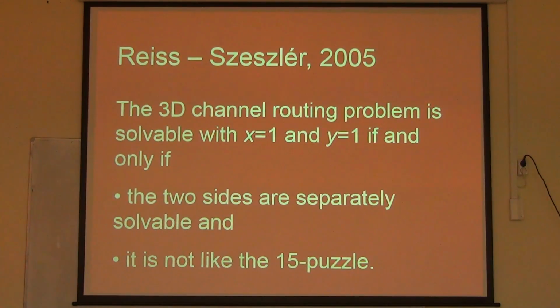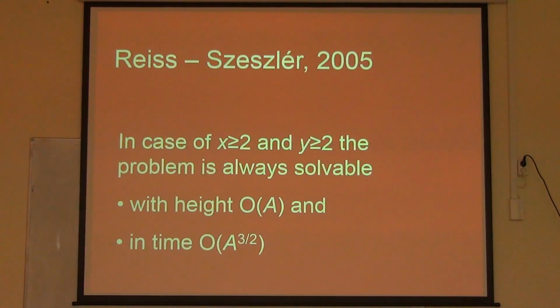And if this property is satisfied, then they succeeded in giving an algorithm with subdivision. And for every case, even if the subdivision is 2 in both dimensions, they could solve it so that both the height is linear and the time almost linear, where capital A is the size of the input, which is in the worst case n squared if everything is covered.